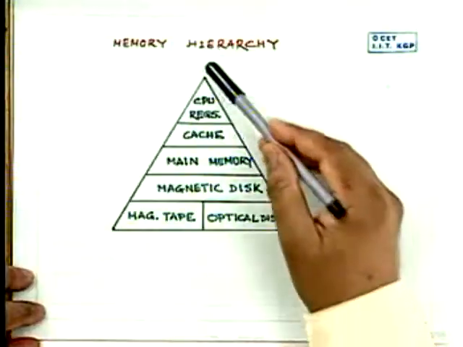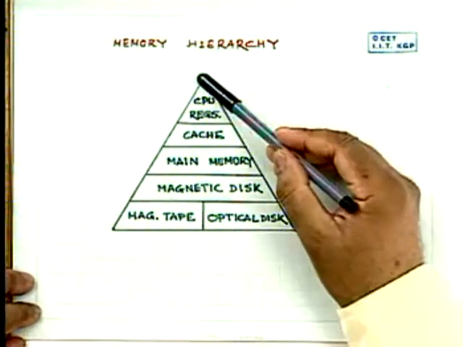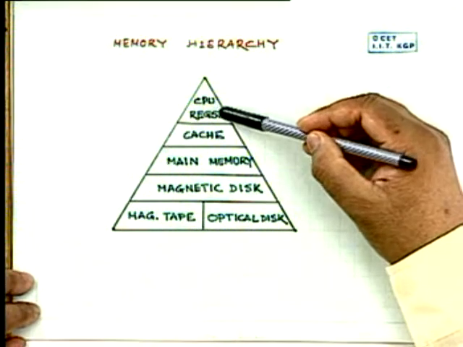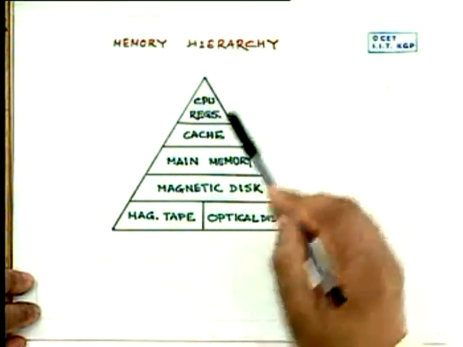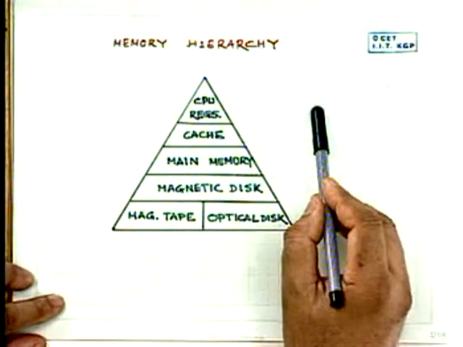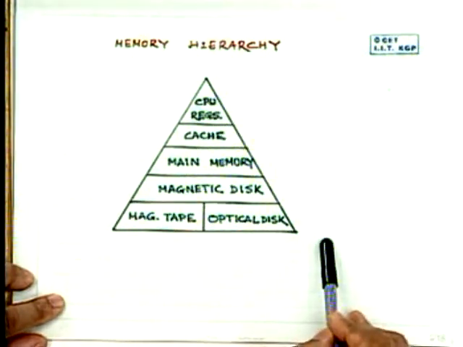Now, let's discuss the memory hierarchy. Let me show the memory hierarchy once more, which we showed earlier as a pyramidal structure. Here are the CPU registers, lower in number but higher in speed. The speed decreases this way, and the size increases this way, okay?